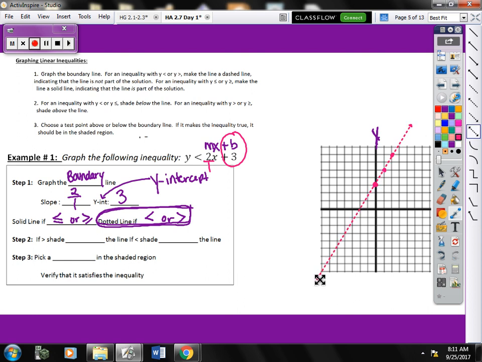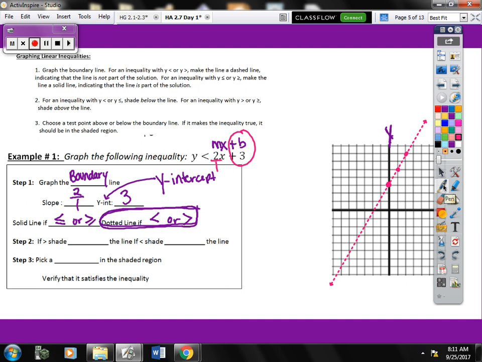But you want to make sure that it is dashed, because the points that are on that line are not technically solutions. And then we're going to choose our shading. If it's a greater than or greater than or equal to, we shade above the line. If it's a less than or equal to, we shade below the line. So based on the symbol I see in my inequality, I am going to shade below the line.